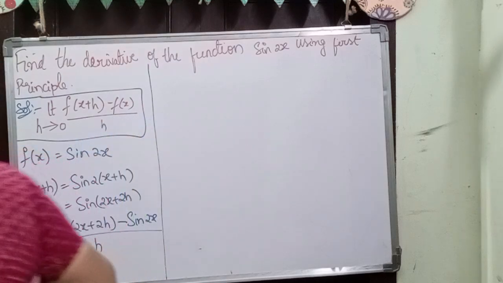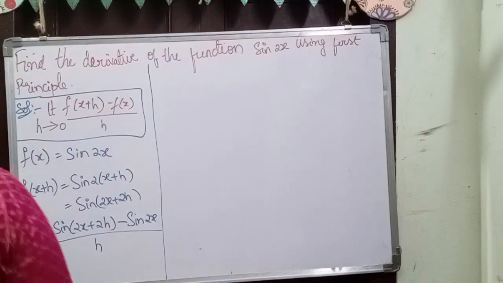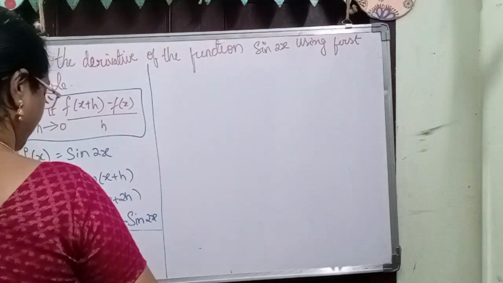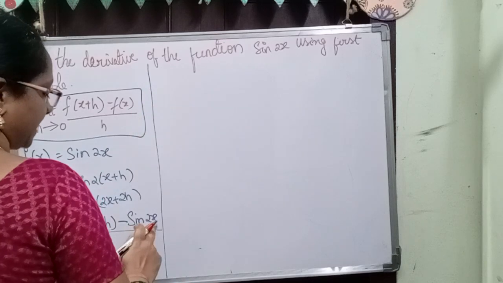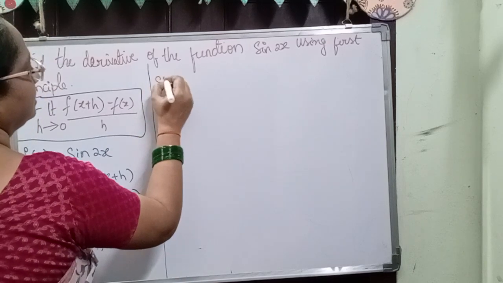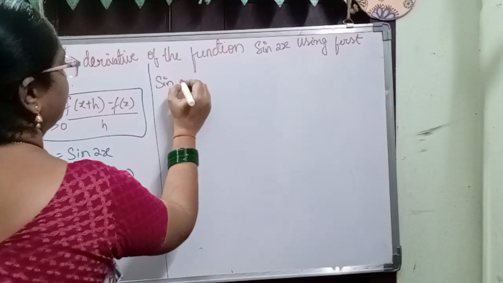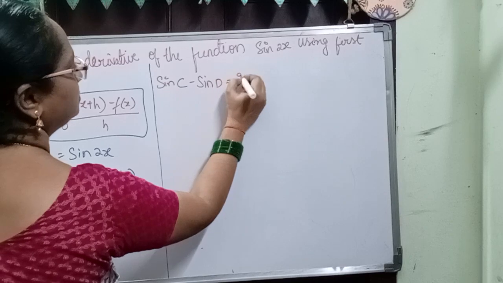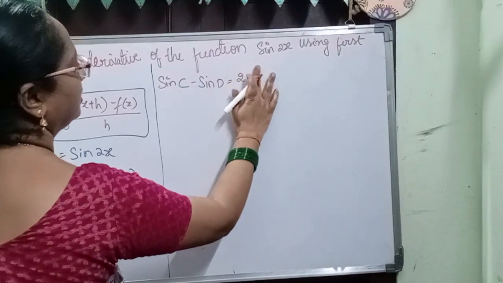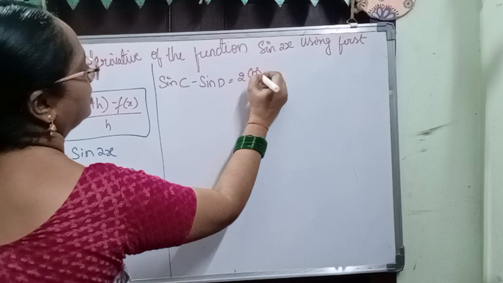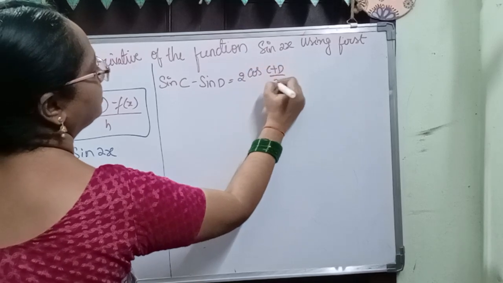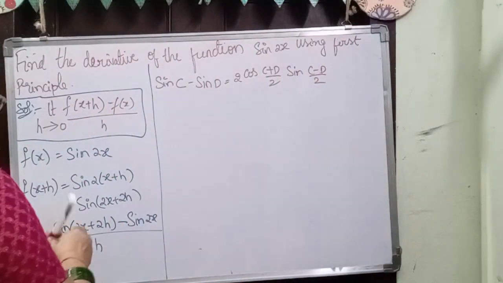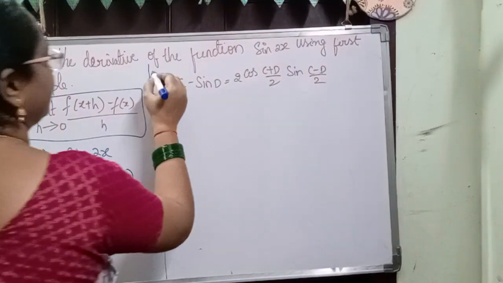Here we have to use one trigonometric formula. If you take 2x plus 2h as c and 2x as d, sine c minus sine d is equal to 2 cos of (c plus d) by 2 sine of (c minus d) by 2. This is the trigonometric formula we have to use here.